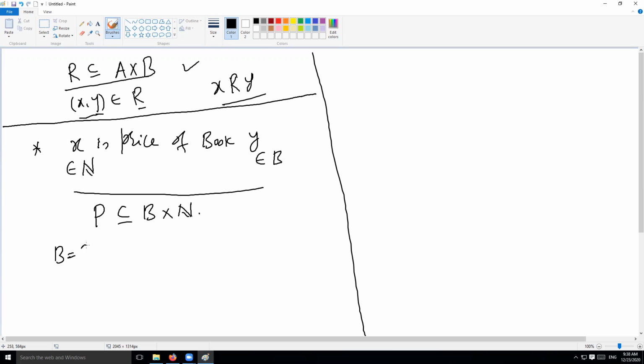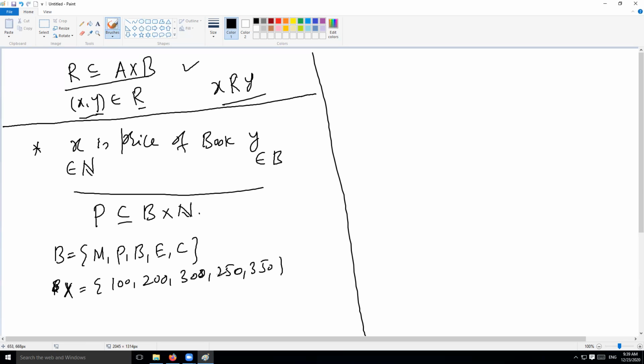Let me take specifically some books. Okay, some books. So let me take, say, maths and physics and bio and economics. And, you know, chemistry, something like that. And so I have some prices, a set of the prices. What should I give it as a name? So let's give that set of prices the name X, actually. And let's take, say, 100 and 200 and 300 and 250 and 350 and so on and so forth.